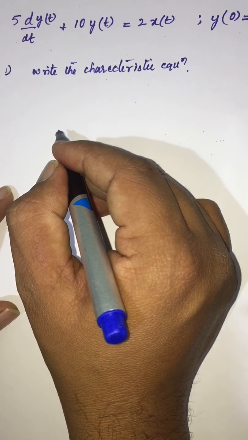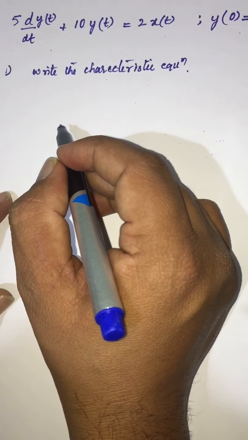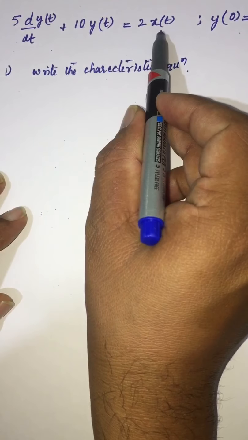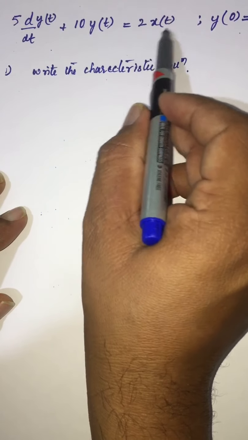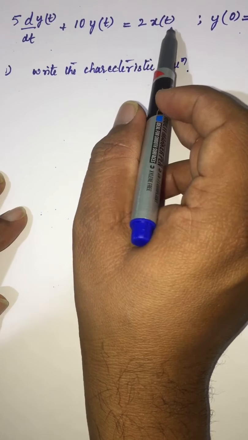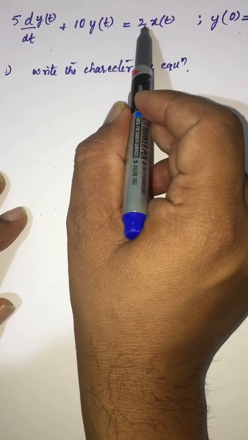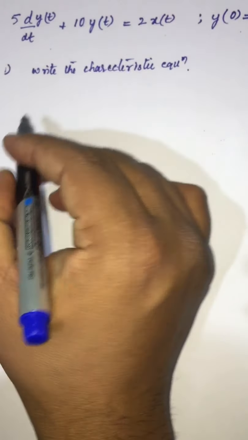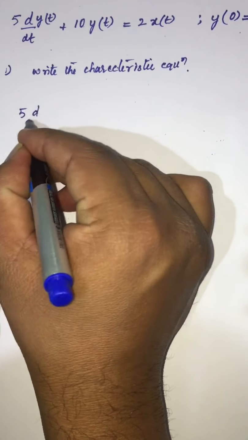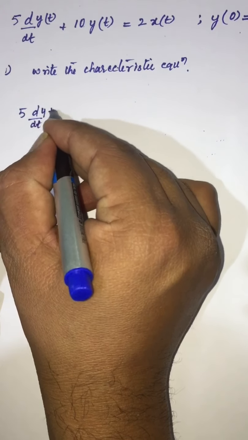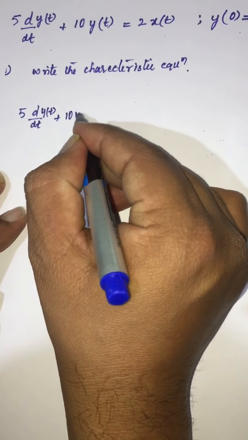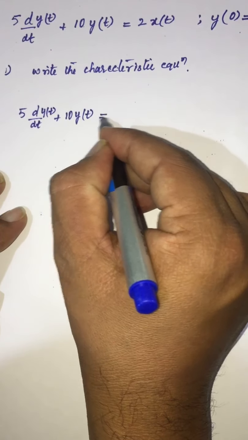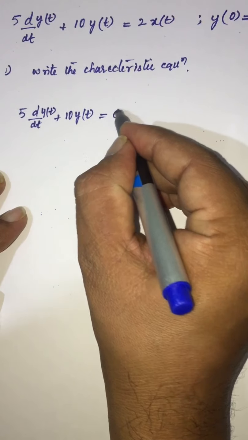How to write the characteristic equation? By making this substitution of x of t equal to 0. As I told you before, by making the input equal to 0, the solution is the natural response. Therefore 5 d by dt of y of t plus 10 y of t is equal to 0, as I told you, we should make this 0.